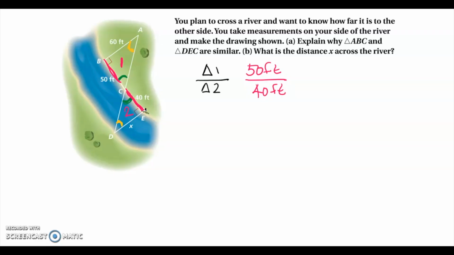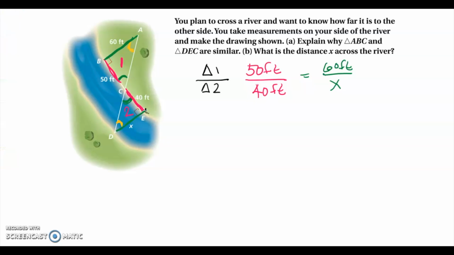Okay, now I'm going to be solving for x. And so this x side, the green side, is between the 90-degree angle and the yellow angle. So it corresponds to the green side over here. So in triangle 1, the green side is 60 feet. And so I'm going to solve for the matching length of side x. So because they're similar, they have a proportional relationship. So I can use proportions to solve this.